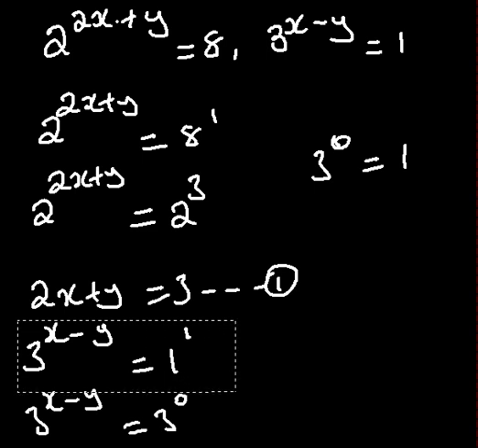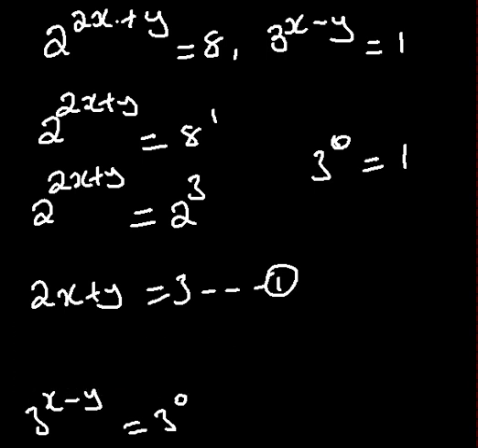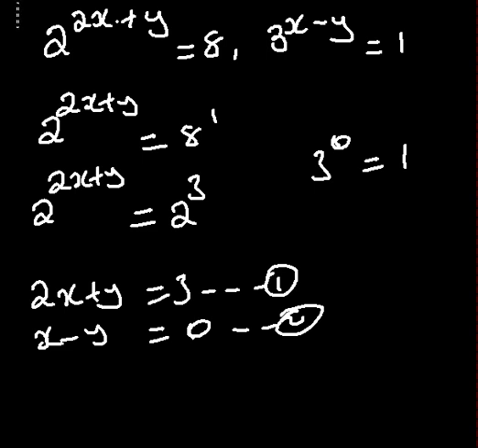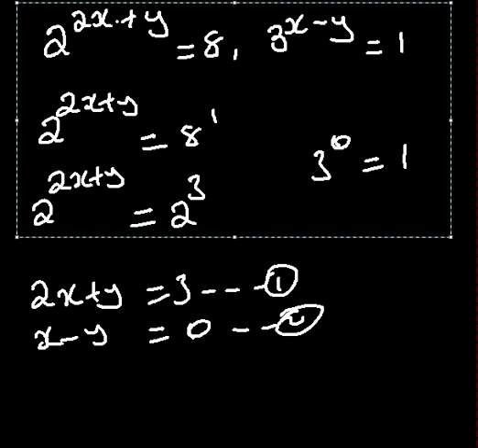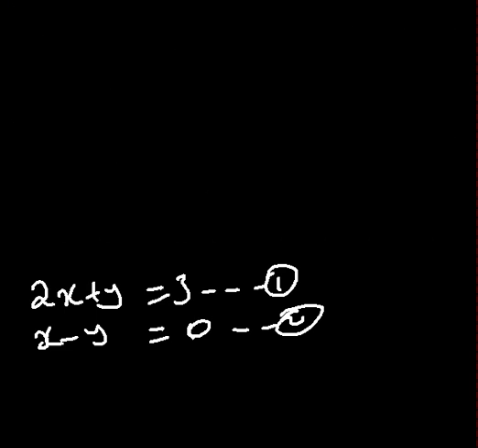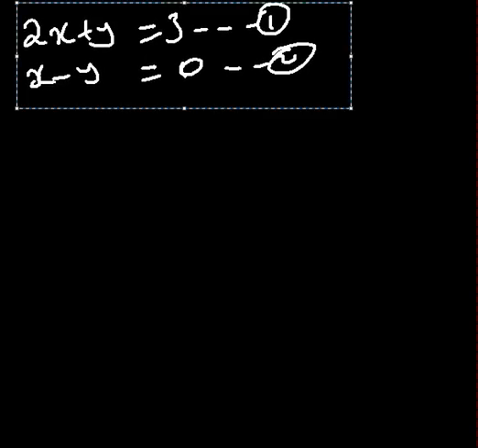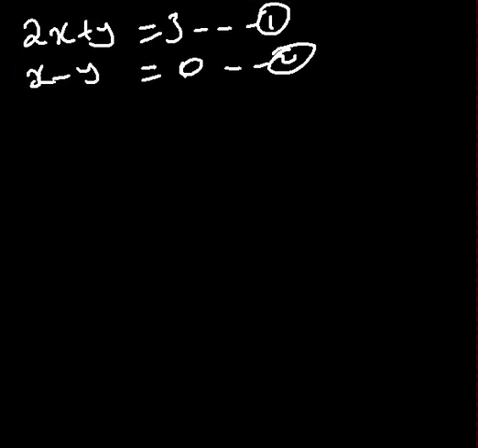So what would that be? In this case we'll have x minus y, which is equal to 0. Now this is equation number 2. Now we can solve those two equations simultaneously. Make sure that you are well oriented with the way we solve simultaneous equations: either the substitution method, the elimination method, and even the graph method where it is necessary.